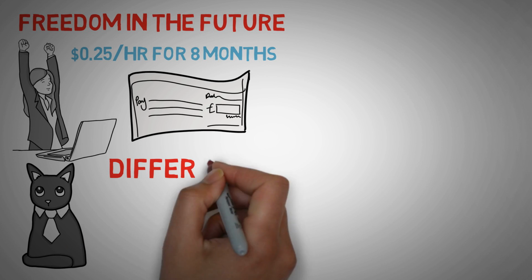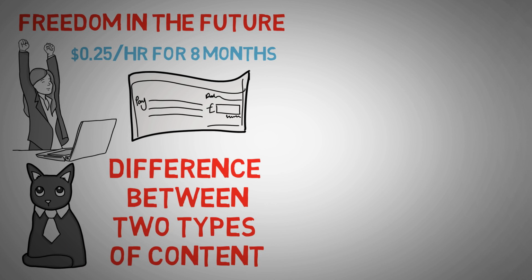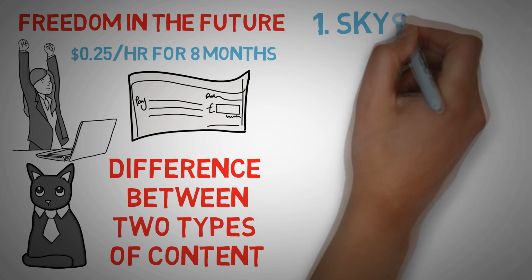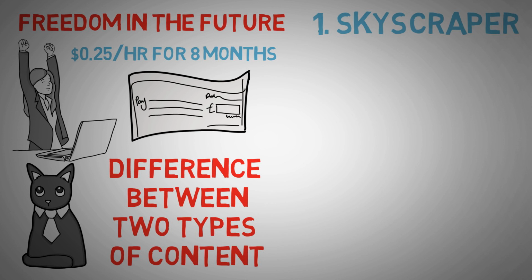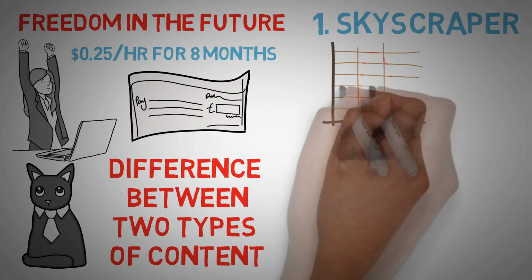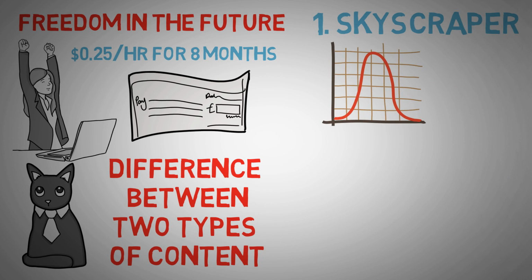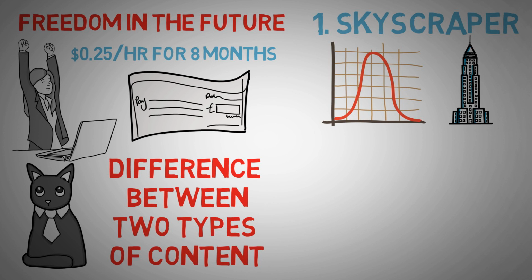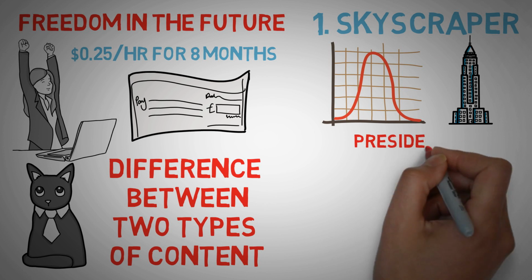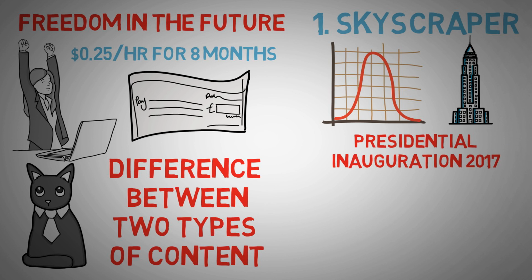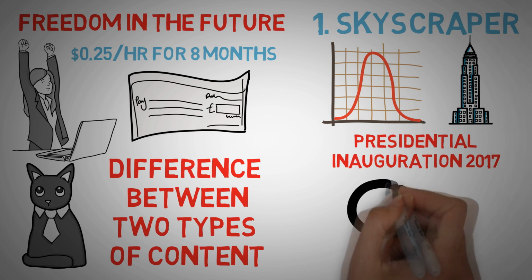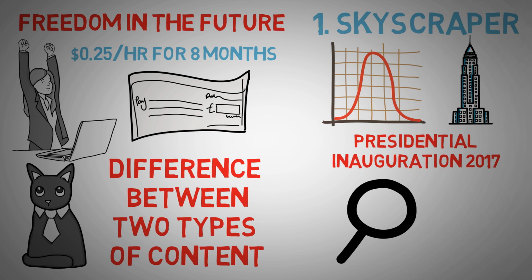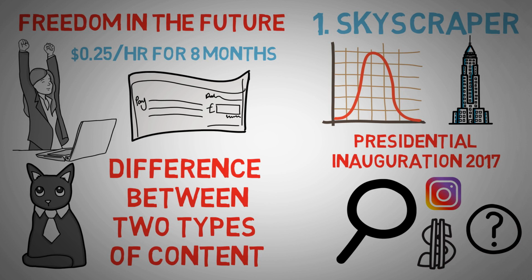Now, you must understand the major difference between two types of content. The first is called skyscraper, and that is because the traffic, the interest, and also the money graph look like a skyscraper. A whole bunch of views and traffic and money for a couple days, and then it dies down to just a couple pennies. An example of skyscraper content would be the presidential inauguration in 2017. It's not going to be something someone is searching for 30 to 40 years from now, as much as they're going to be searching how to get more Instagram followers, how to make more money, or how do mosquitoes mate. People will be asking questions like that for ages.